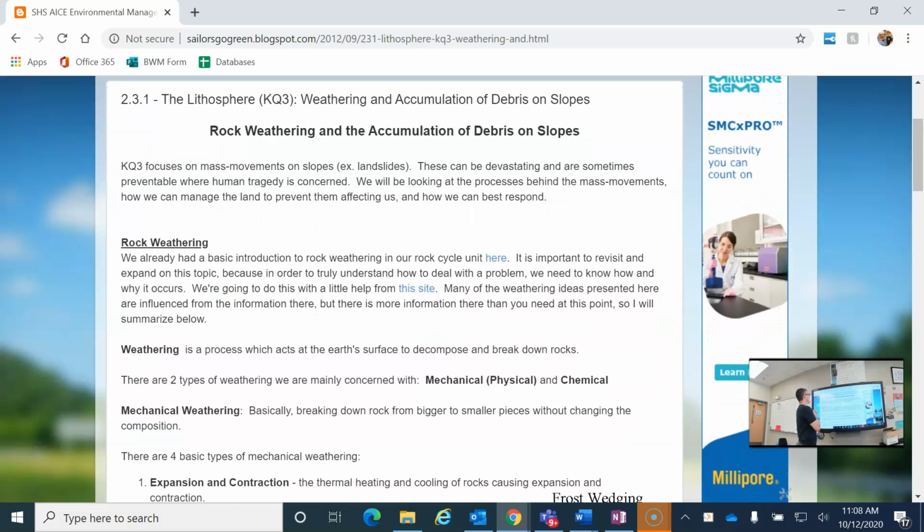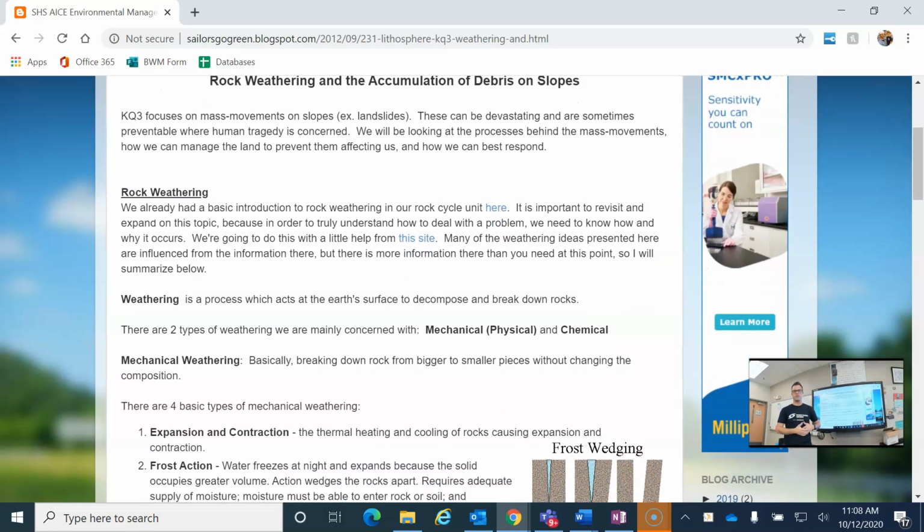They can be devastating, sometimes preventable, where human tragedy is concerned. So we're going to be looking at the processes behind them and how to manage them. So we already talked about rock weathering being the breakdown of rock in place, all right? So weathering is a process which acts on the Earth's surface to decompose and break down rocks. Two types of weathering we're mainly concerned with.